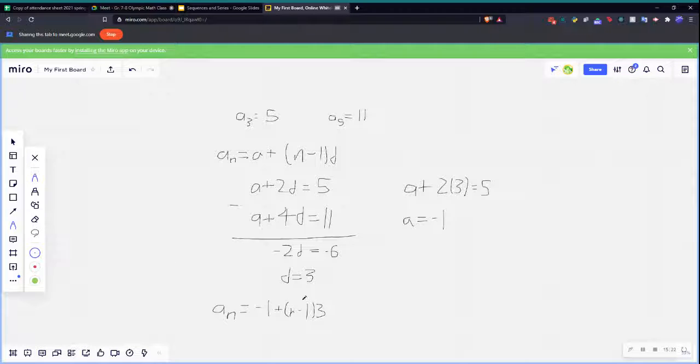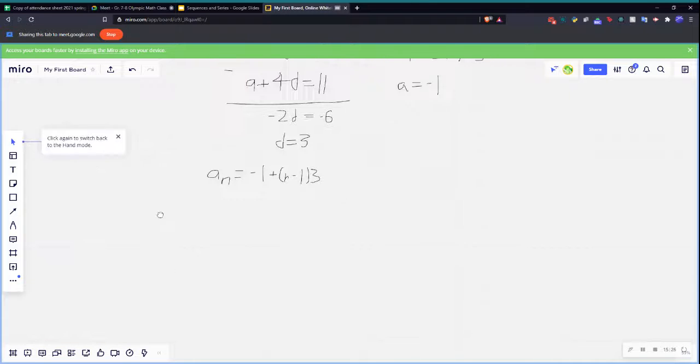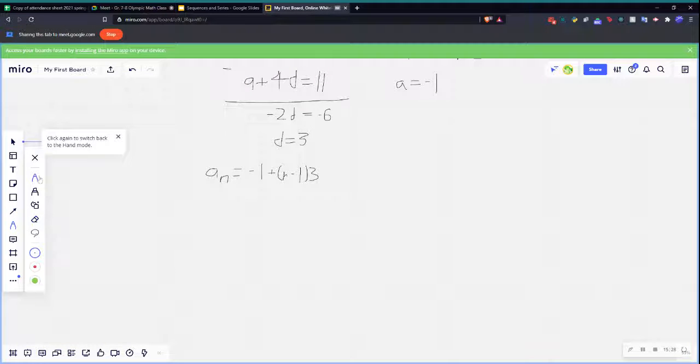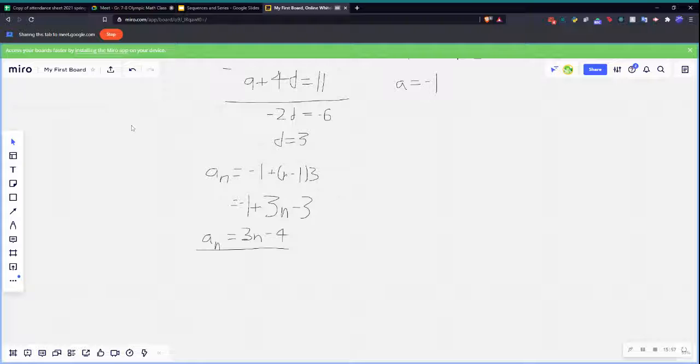And usually we don't like to have brackets. Usually when you write these general terms, you don't want brackets around. So we're going to expand all this. So this is negative 1 plus 3n minus 3. So it's just equal to 3n minus 4. And that's your general term right there, right? That's the final answer. Are there any questions about this?